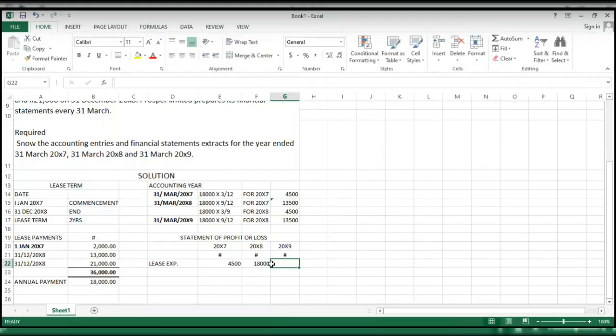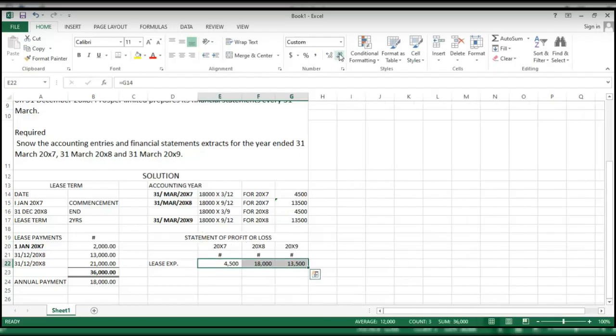Yes, this is going to appear here because it's just 3 months. This will appear here. 18,000 is 1 full year. And the expense that will appear here will be what? For 31st March 20x9, it's going to be this 13,500. So this is what will be in the statement of profit or loss in respect of this lease.